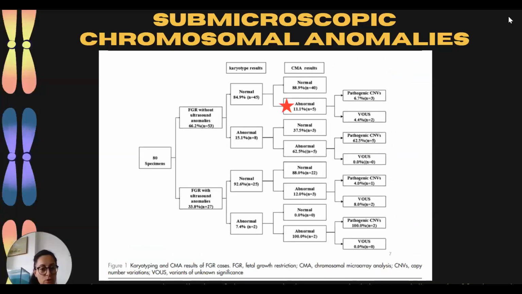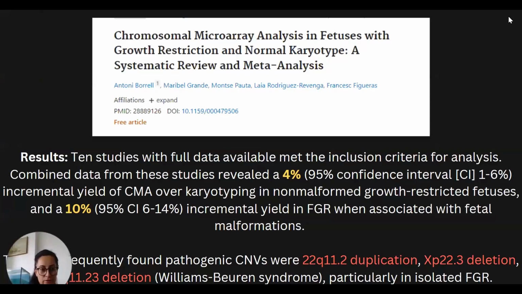The application of chromosomal microarray analysis in the prenatal diagnosis of fetal growth restriction, I think, is a must. And here you can see in this study that in the cases of fetal growth restriction with normal anatomy and normal karyotype, the abnormal microarray was found in 11% of the cases. A study by Anthony Borel revealed that the microarray will increase the detection rate with 4% in the normal anatomy cases and with 10% in the cases with malformations.